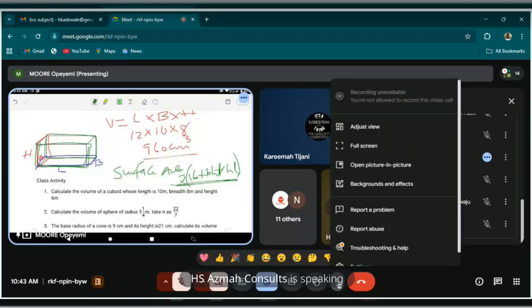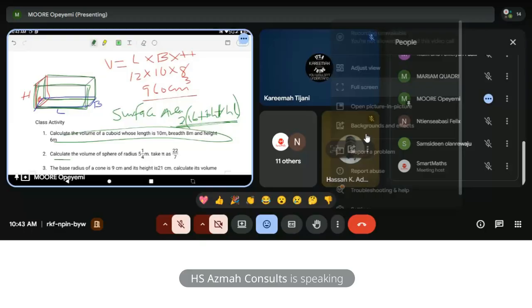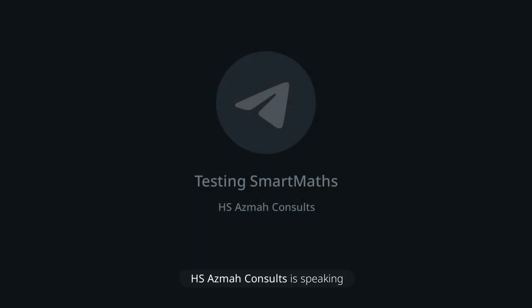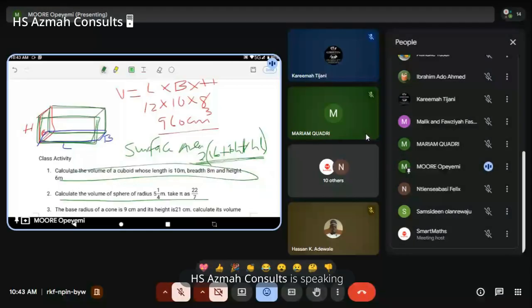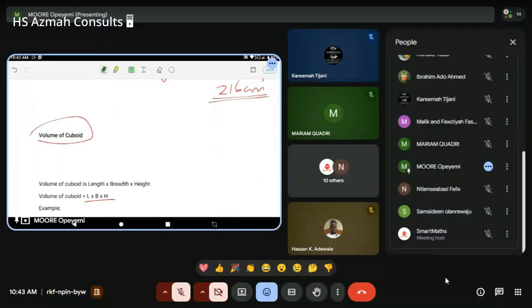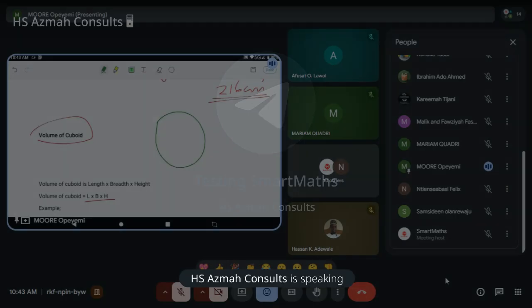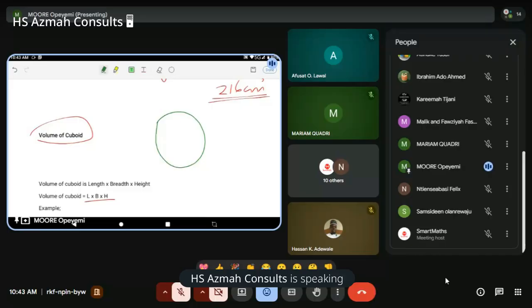Now, okay, we have calculated this one now. We said the answer is 960 centimeters squared. Now, look at number 2. Okay, volume of sphere. I've not got into that one. Now, sphere. How does a sphere look like? Circular. It is not like a square per se, but it is like that.